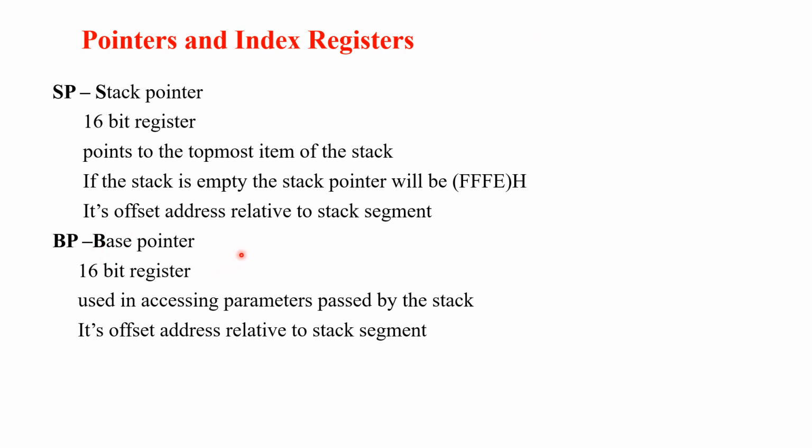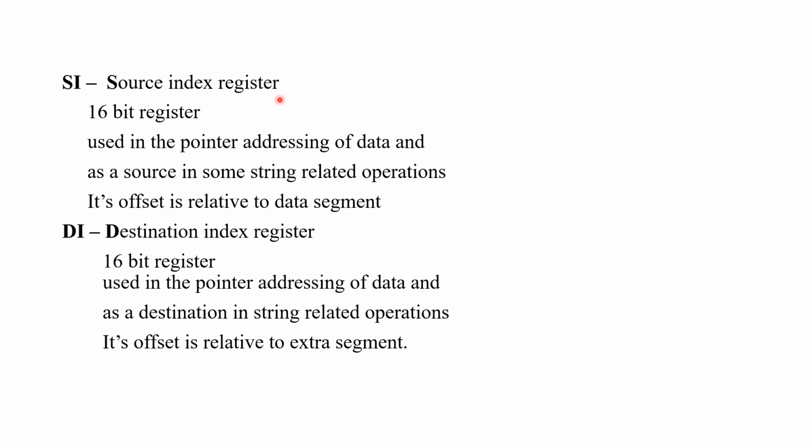Base pointer, 16 bits. The base pointer is primarily used to access parameters and local variables in the stack frame during procedure calls. It provides a base address for referencing data in the stack, allowing easier access to data relative to the current stack frame. Index registers. Index registers are used for indexed addressing modes, facilitating array and data structure manipulation.